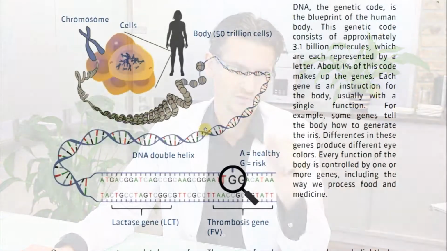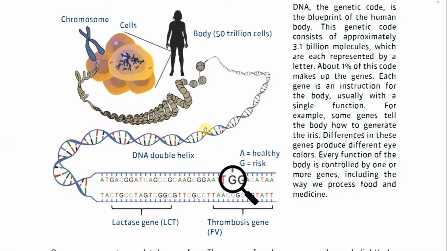For example, if I were to read out the genetic code ATGACGG in this speed of just one single cell, then it would take me 100 years to complete it. And this is just one cell, and as we've said, you have 50 trillion individual cells. So it's incredibly much information.